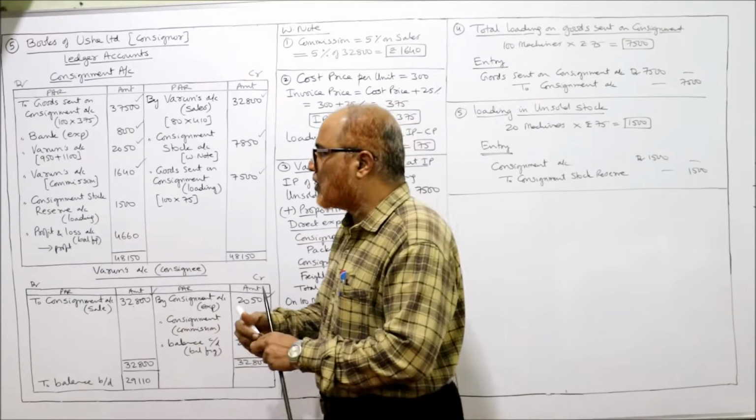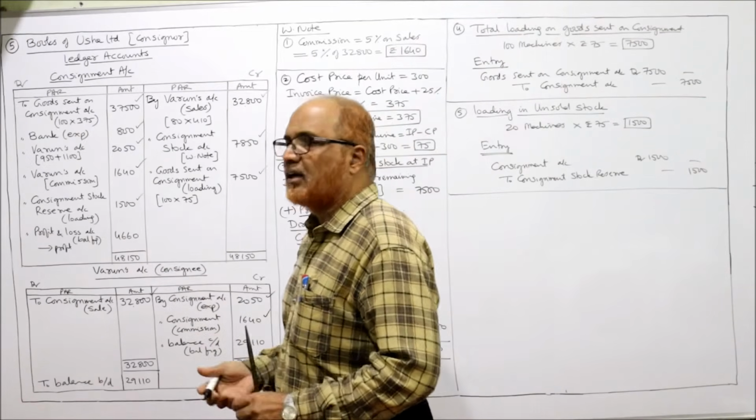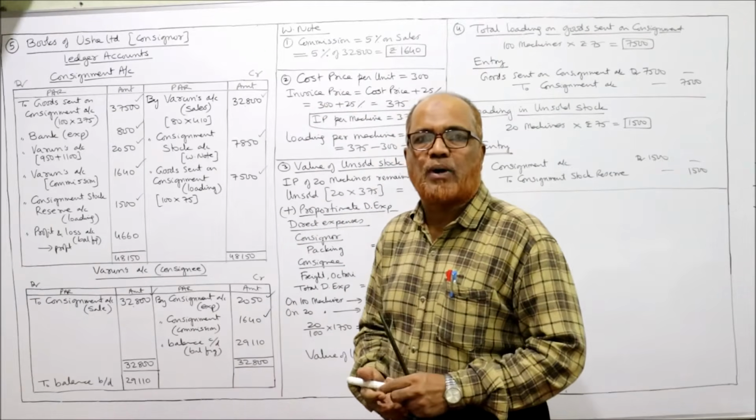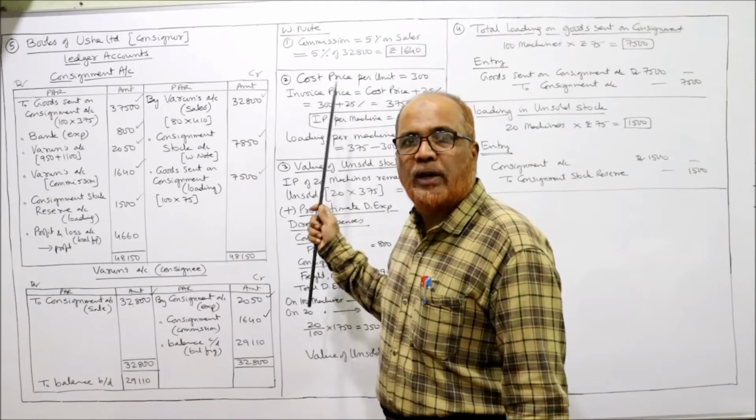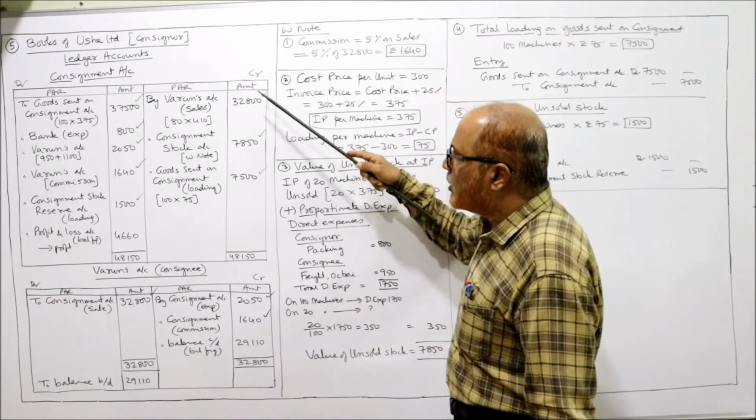To consignment stock reserve loading 1,500. This is the new point in this problem. That's all. I have explained all the points regarding loading. Right?